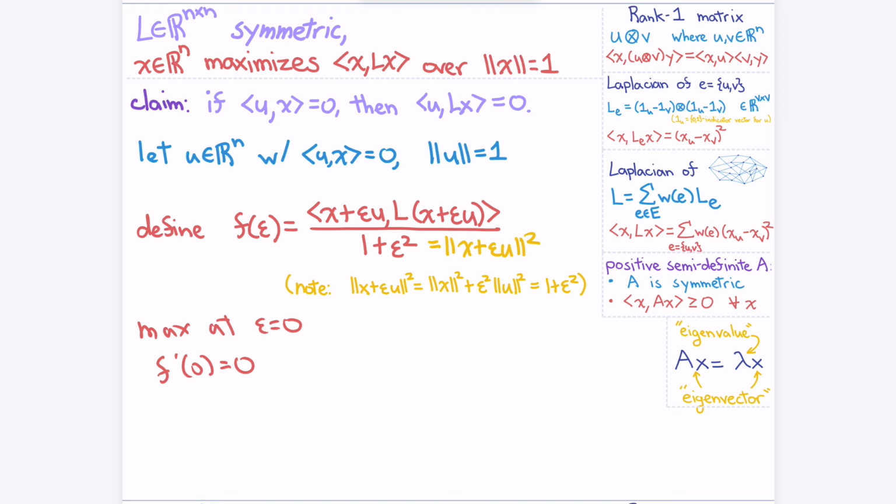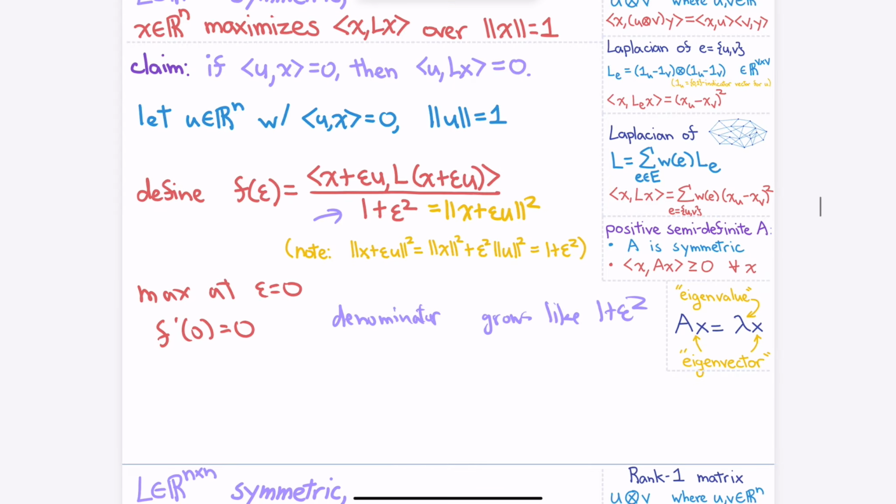Okay. So we know that at some level this thing shouldn't grow. So let's expand out. The denominator grows like 1 plus epsilon squared. Okay, that's not so interesting, right? But let's look at the numerator.